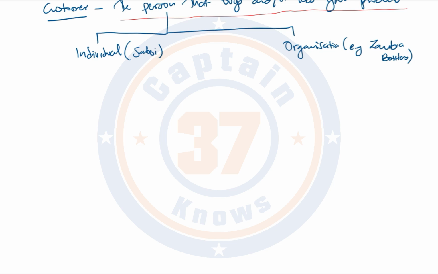Now there are differences between these. Individual customers, we buy in small quantities. Organizations, bulk purchases. They buy in bulk. Examiners may actually ask you for the differences between individual customers and organizational customers. Another way in which they can present us that kind of question is by asking you the difference between consumer markets and industrial or organizational markets. They're talking about the same thing. So one of the differences is that individuals buy in small quantities and organizations buy in bulk.